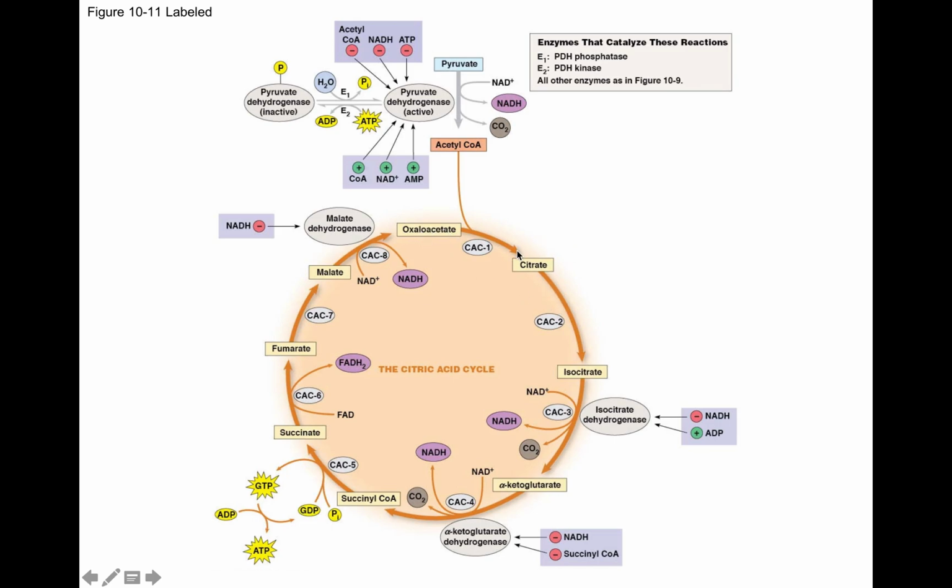oxaloacetate and make citrate. And then you're going to rearrange that citrate molecule, and the end result of the citric acid cycle is several reduced electron carriers, NADH and FADH2.